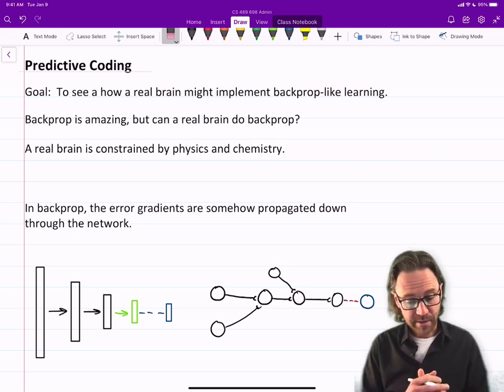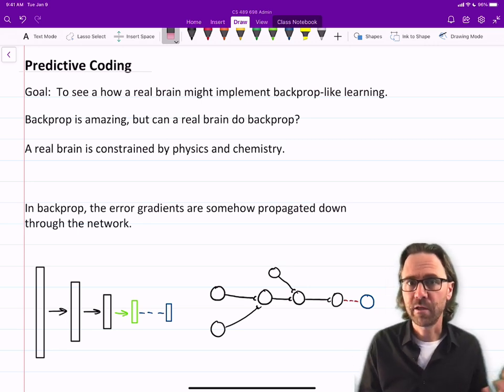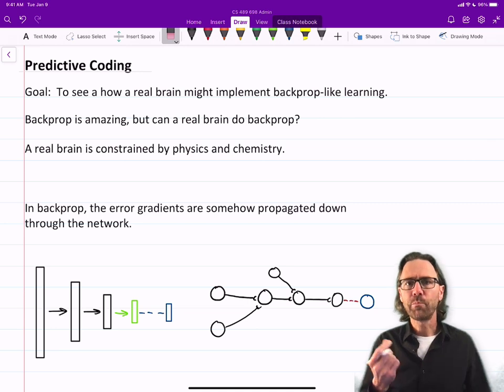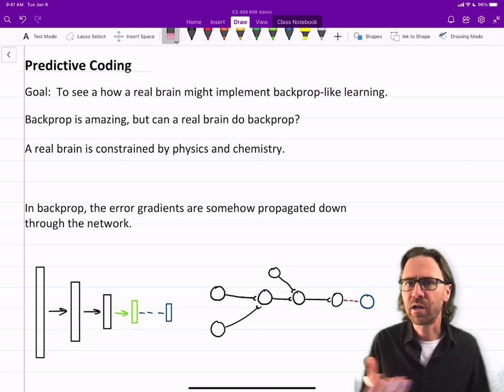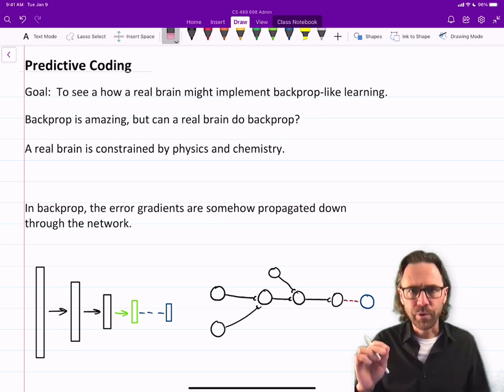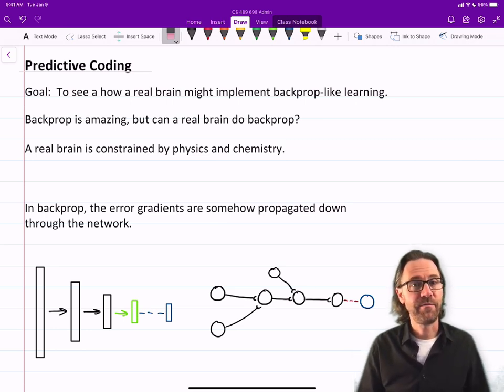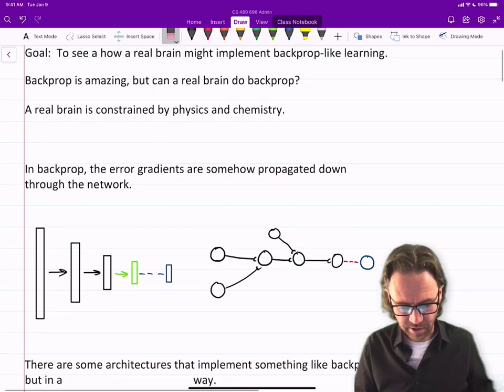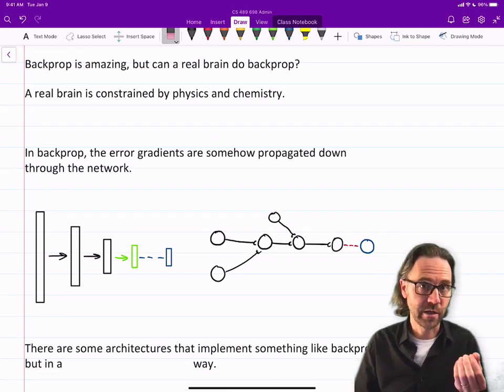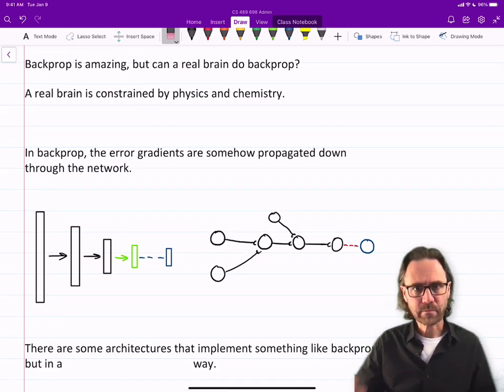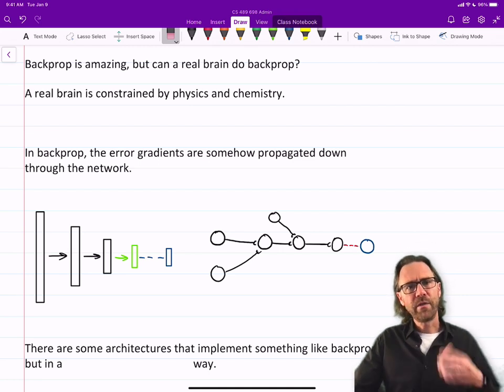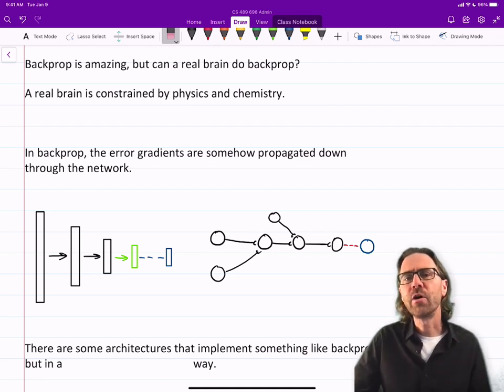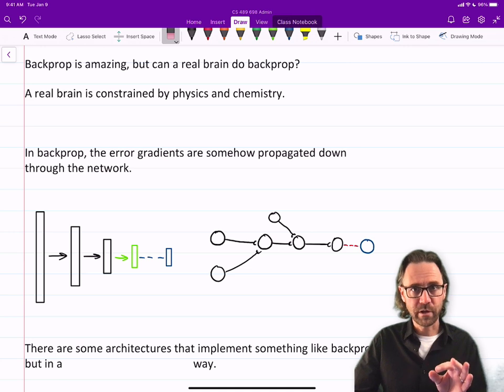So backprop is amazing. We've used it for all sorts of amazing things. But can a real brain do backprop? So let's talk about some of the constraints on a real physical brain. A real brain is constrained by physics and chemistry. It can't just do anything. It's actually a machine. Every neuron is, in essence, a machine. So what does that mean? One thing it means is that synaptic updates can only be based on local information.